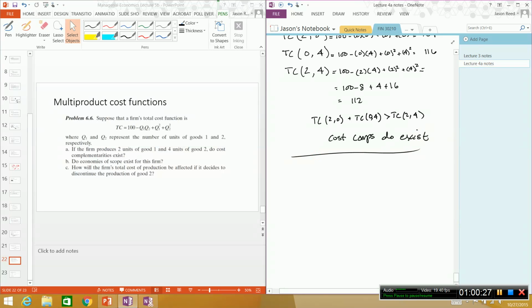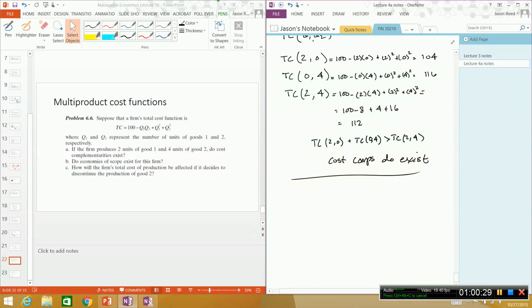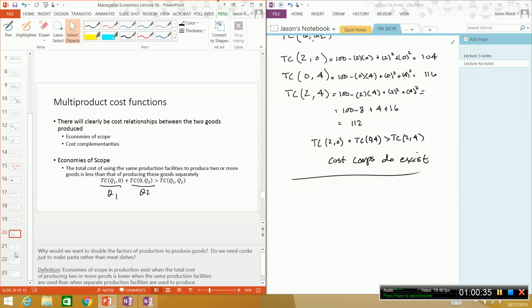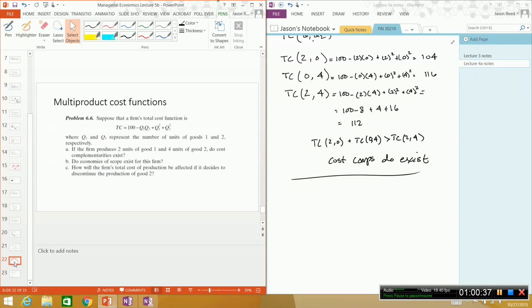Good. And so for part B then, do economies of scope exist for this firm? I'm sorry, we just did the economies of scope. This is the economies of scope. Do they exist?